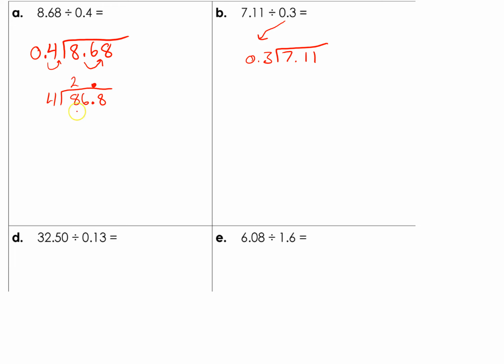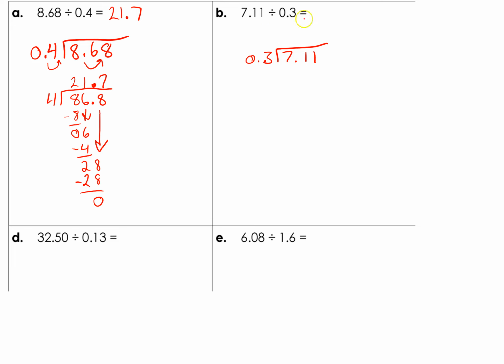4 goes into 8 twice. 2 times 4 is 8. Subtract gives me 0. Bring down the 6. 4 goes into 6 one time. 1 times 4 is 4. Subtract gives me 2. Bring down the 8. 4 goes into 28 7 times. 7 times 4 is 28. Subtract gives me 0. So my answer to this problem is 21.7.